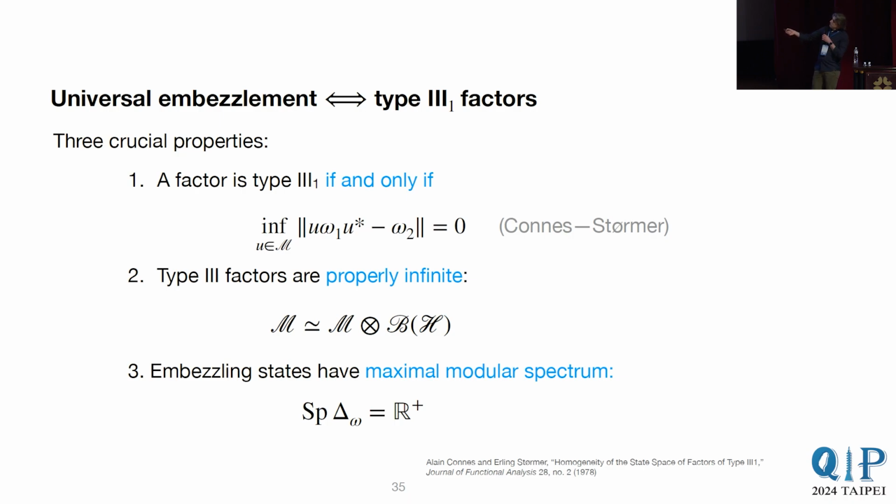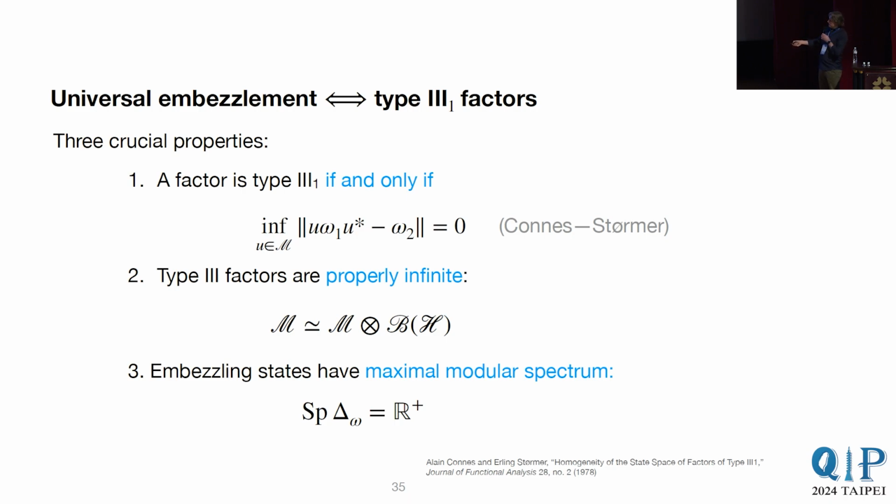And on the other hand, if you want to go from universal embezzlement to type 3-1 factors, there's another way to understand it instead of using the flow of weights, namely by proving, and that's also what we did in the paper, that an embezzling state necessarily has maximum modular spectrum. So for those of you who don't know, I will give another intuition for this later on, but maybe for the experts, this is a nice statement.